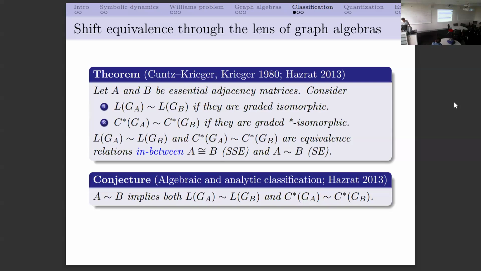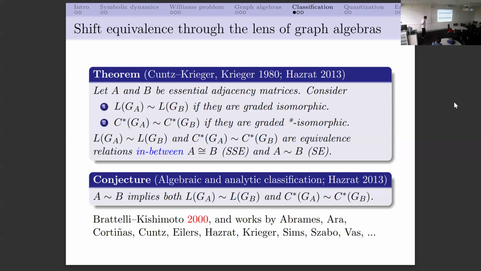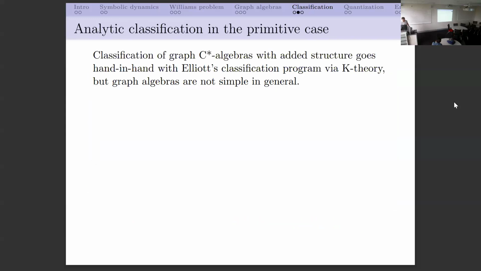So Hazrat is saying that these intermediary relations are only going to see shift equivalence. And now, Bradley and Kishimoto, many people have worked on this, like Abrams, Ara, Cortiñas, Cuntz, Eilers. The list goes on. There's a specific result of Bradley and Kishimoto that came out before this conjecture was made for the graph C-star algebras. I'll get to it. So, analytic classification in the primitive case. That's what I want to talk about next.